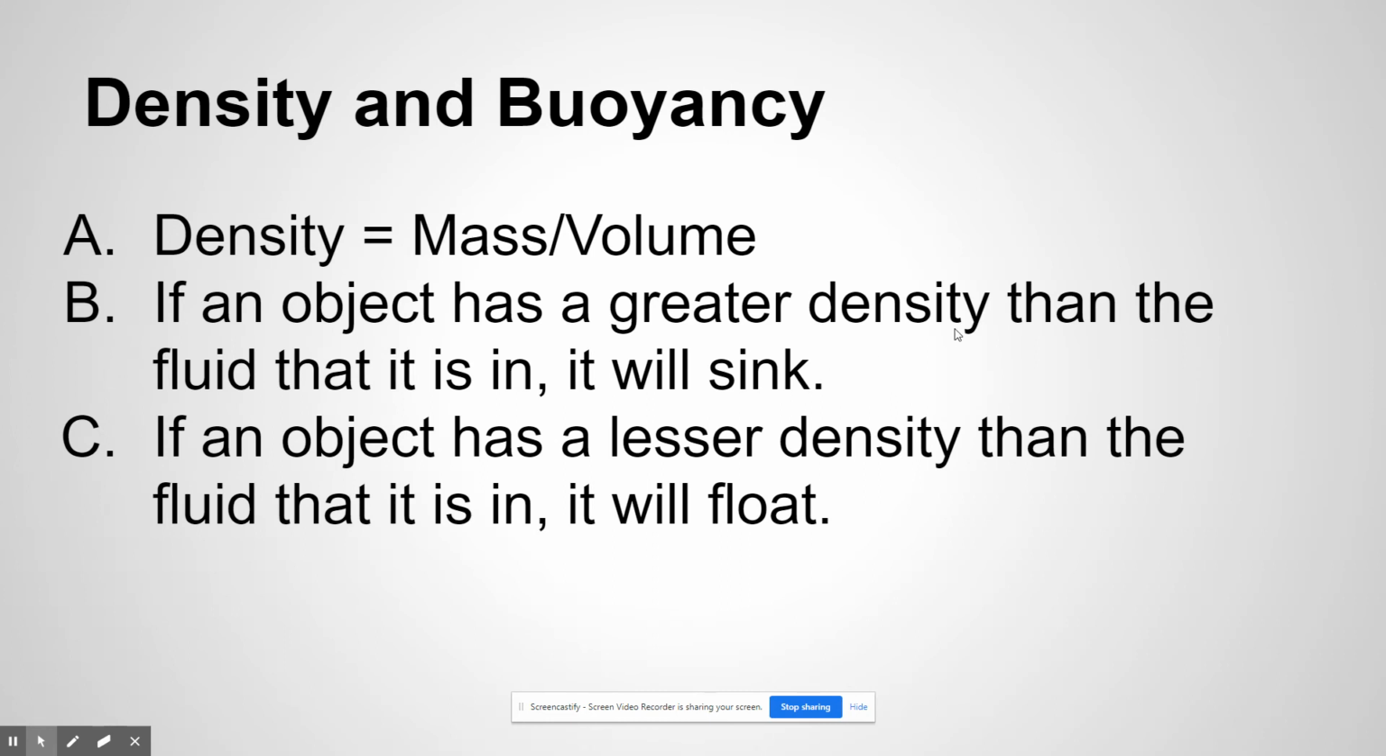So this directly relates to buoyancy and weight. If it has more mass per volume than water, which is 1 gram per milliliter, if an object has more than that, it's going to sink. If it has less than that, it's going to float. So if an object has a lesser density than the fluid it's in, it will float.